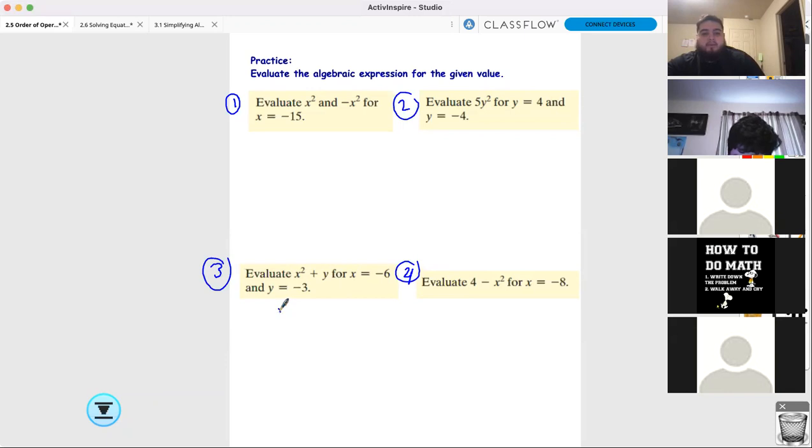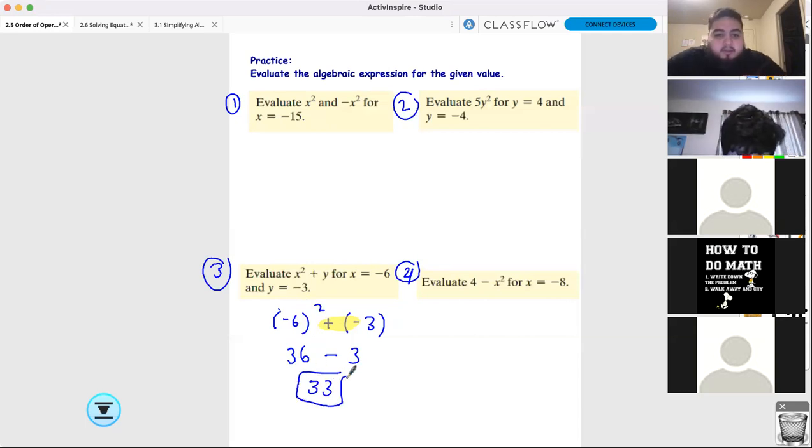So for x, we have parentheses -6 squared, plus y, and y was -3, right? Now, what happens when we have a plus, a minus? What operation does that become? Does it become addition or subtraction? It's subtraction. Thank you, Adela. Now, -6 squared, what's being repeated? -6 times -6. Two negatives make a positive, so it'll be a positive 36. 36 take away 3 is 33. How was that so far? Yeah, now I got it.